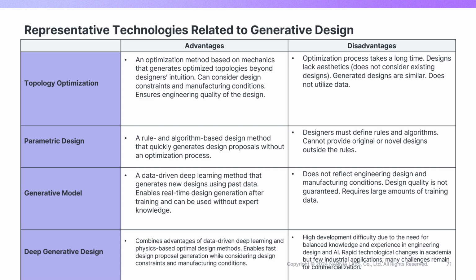First, in the case of topology optimization, its advantage is that it is a mechanics-based optimal design technique that can generate optimized topologies that designers may not have thought of. It can also take into account design constraints and manufacturing conditions, and since it is an optimization process, it guarantees engineering quality, which is another advantage. However, the downside is that because topology optimization is an optimal design process that does not utilize data, it inevitably takes a long time to complete the optimization.